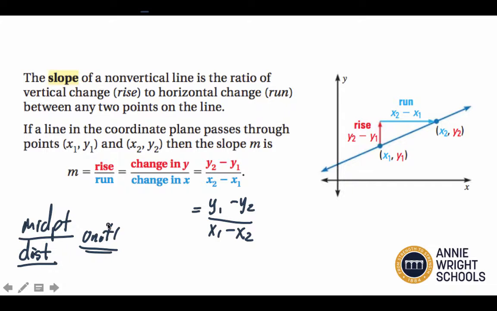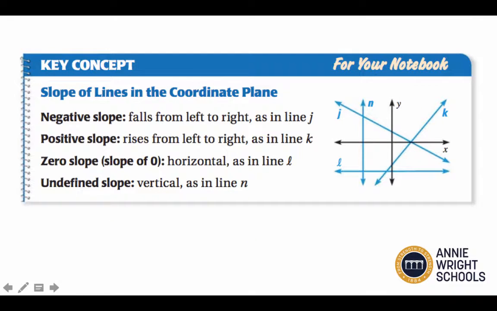Anyway, when we talk about slope, we talk about these different values here. A negative slope falls as you go from left to right. A positive slope rises as you go from left to right. A zero slope is horizontal, no vertical change, but an infinite horizontal change. And undefined slopes are vertical. There is no horizontal change. There's no change in x, only a change in y.